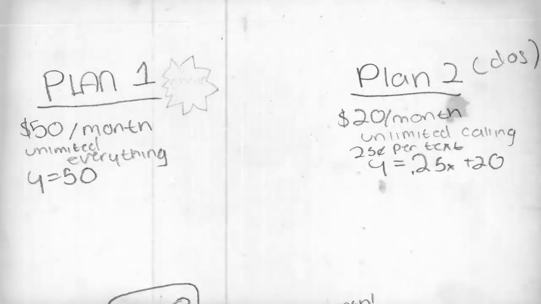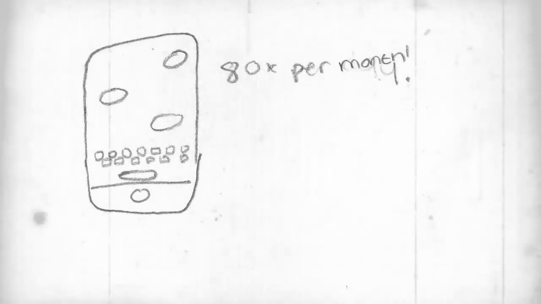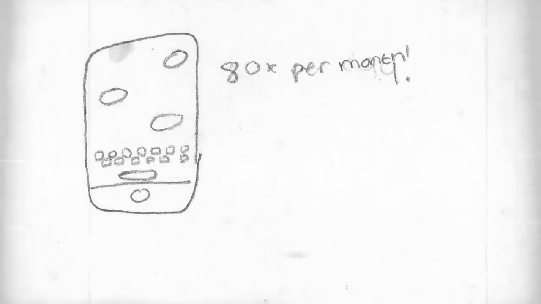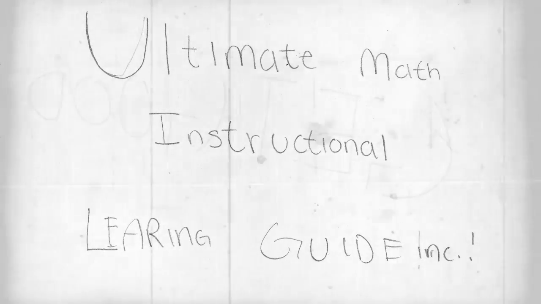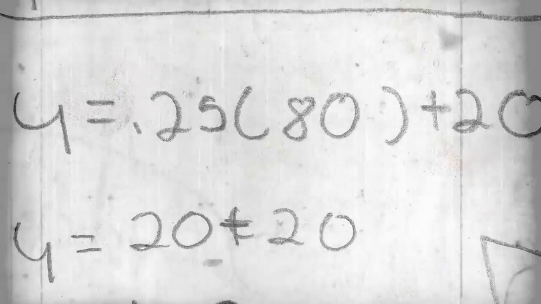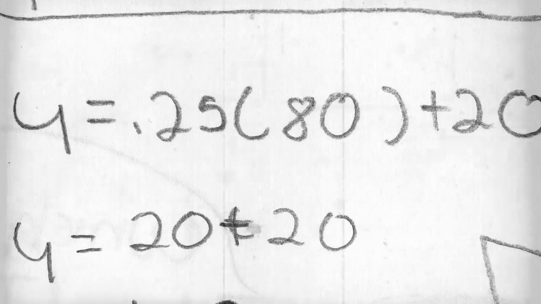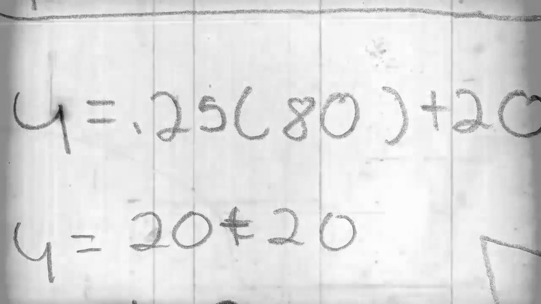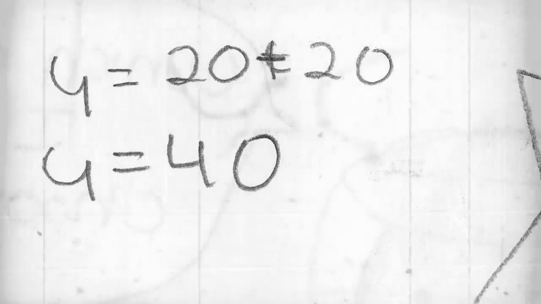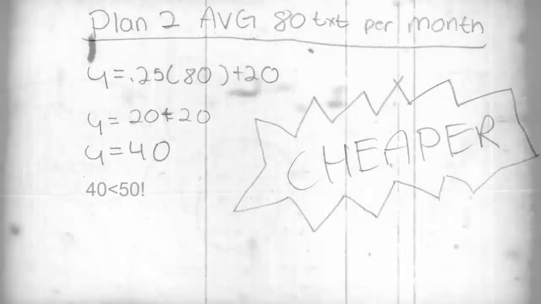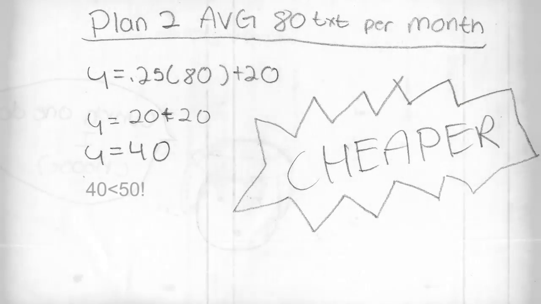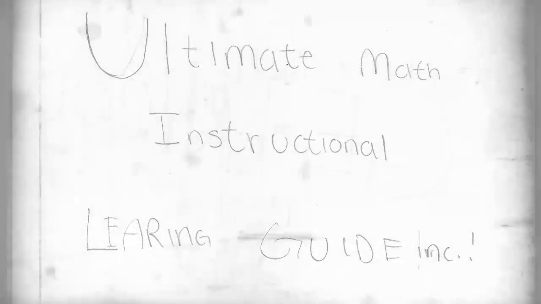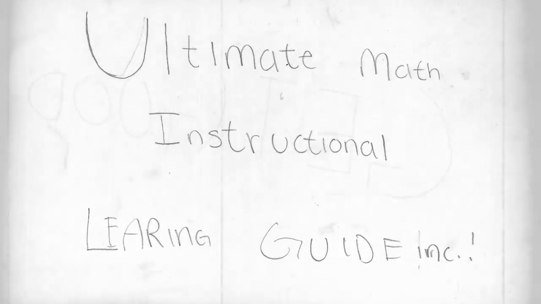Now, let's say you send an average of 80 texts per month. 80 would be x, because it can vary in the amount of texts you send. So now we have y equals 0.25 times 80 plus 20. 0.25 times 80 is 20. 20 plus 20 is 40. So plan 2 would be cheaper. But say you want to see where the plans break even. Just graph the equations.